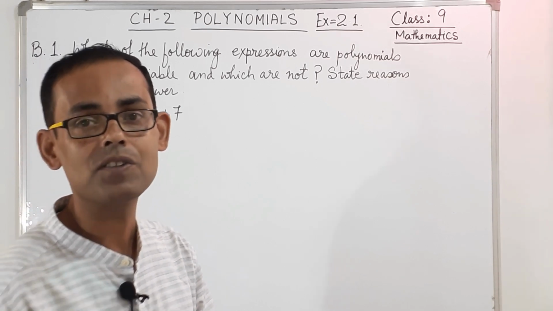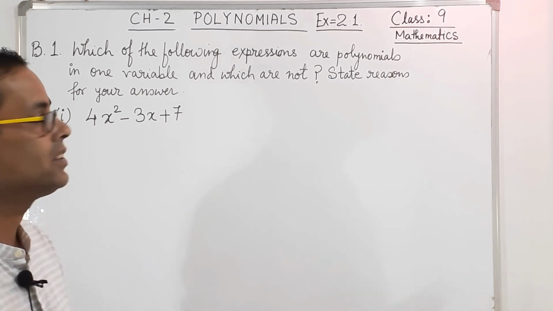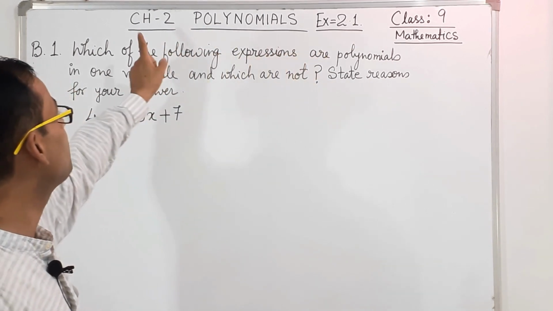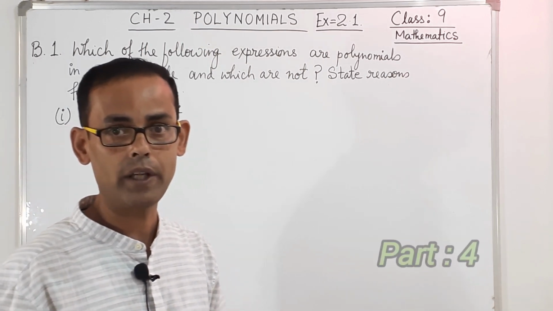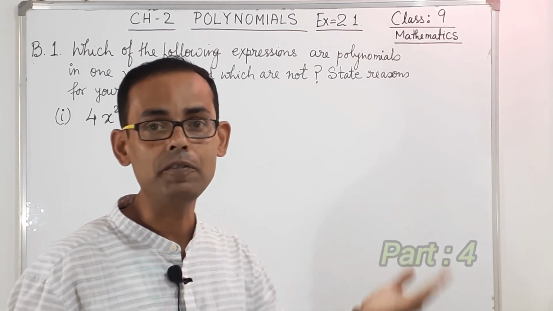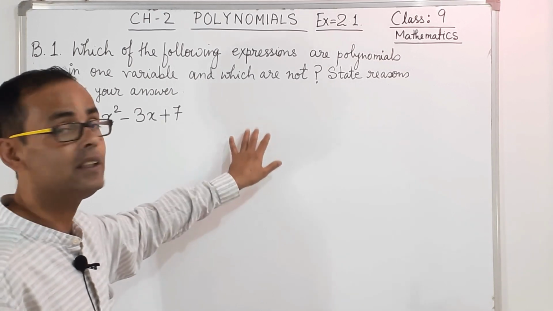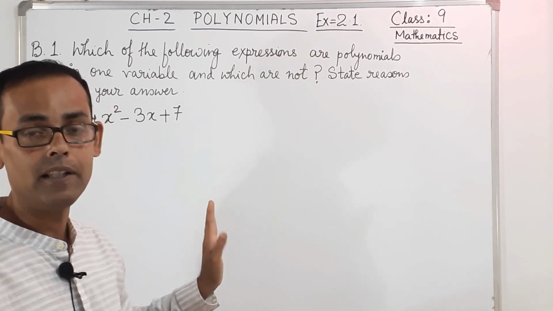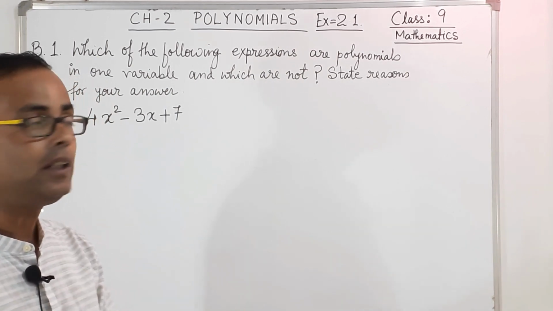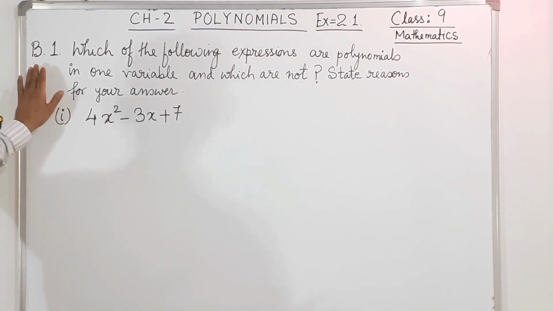Now, the students of Class 9, today we are going to solve Exercise 2.1 of Chapter 2 Polynomials. Today's part is Part 4. Those who have not watched the previous parts, you must watch them, because in Part 3 we solved a portion of this exercise 2.1. Today we will solve the rest of this exercise. So let us start. Question number B.